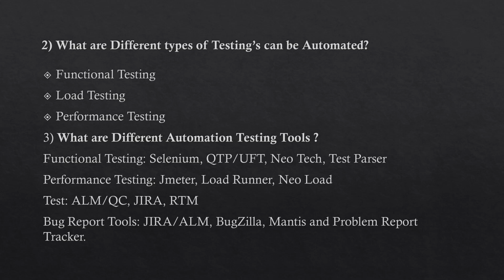And also there are some tools where we can manage the reports, like finding the defects, updating the defects and getting the status from the developer. To do all those things, we have a few tools such as Jira or ALM. Here ALM means Application Lifecycle Management, and the Bugzilla tool, Mantis tool and the problem report tracker, that is the PRT tracker. Okay, these are the different tools we can use to report defects to the developer.